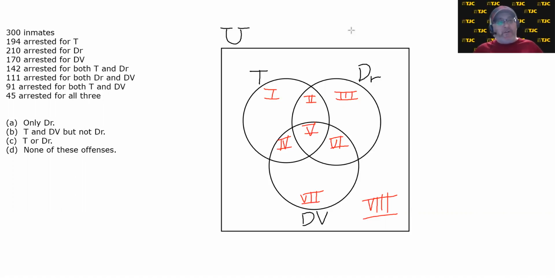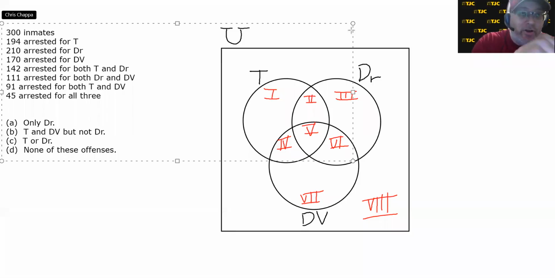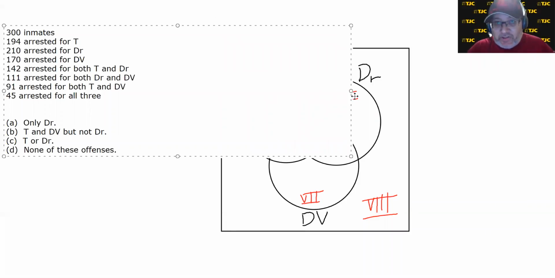How many were arrested for only drug offenses, for theft and domestic violence, but not drug offenses, for theft or drug offenses, or none of these offenses? Now, how are we going to answer these? The same way we did with the two set problems. Fill in all the numbers in the Venn diagram and then use it to answer the questions. But the trick to filling in the numbers in the Venn diagram is to figure out which numbers represent which regions and where to start with. I'm going to go back into, first off, let me shrink this a little bit.